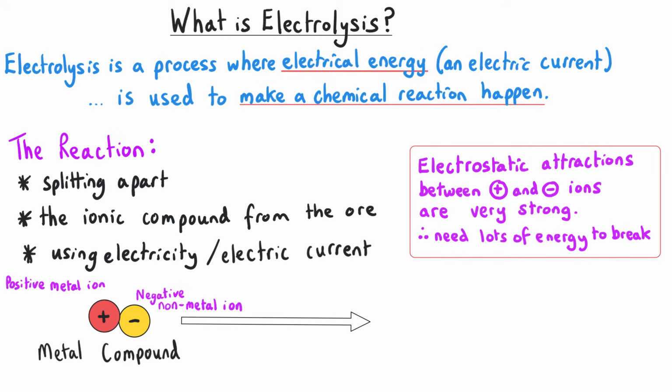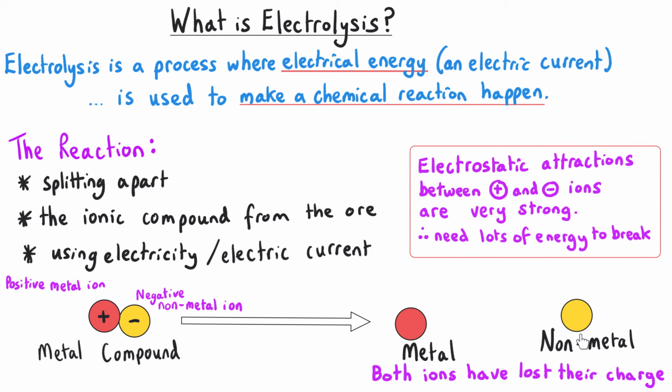After the process has been carried out, we end up with the metal in its element form with no charge, and the non-metal element also with no charge. We say that the ions have been discharged because they have lost the charge that they had before when they were in the ionic compound.